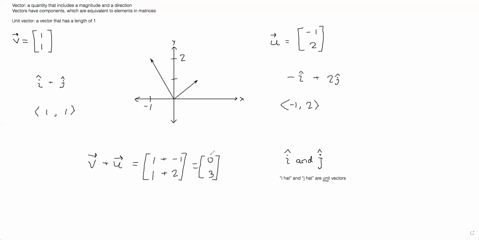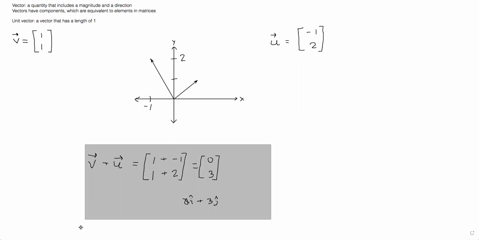So if we add these together, we get this vector right here. We get 0i hat plus 3j hat. So that's not the only way we can add vectors. We can also add vectors graphically. We did it algebraically. Now let's learn about how to add vectors graphically.